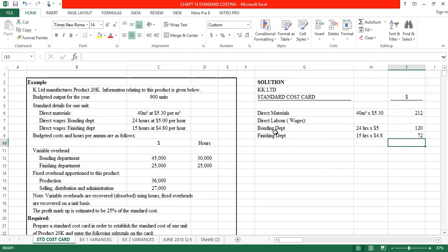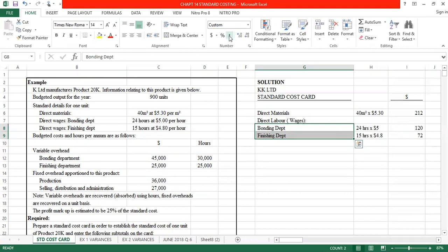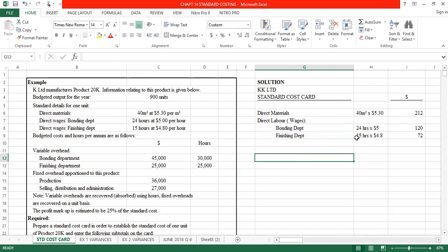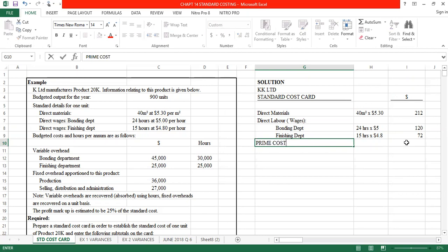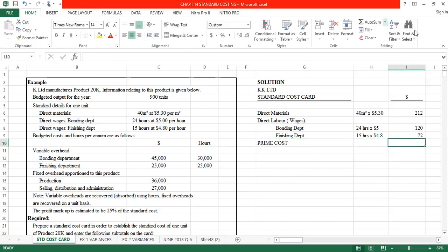Remember, that is for the bonding department. So if we add that, what do we get? We get the prime cost. What is our prime cost? You add that. Our prime cost is 404.